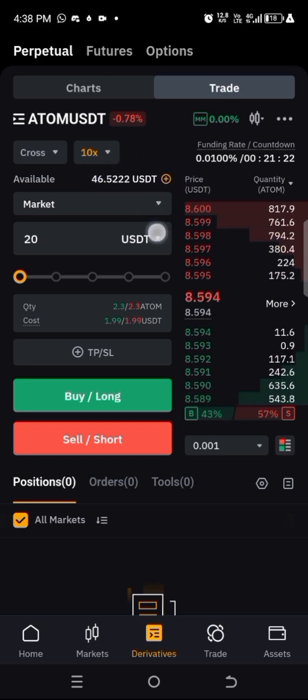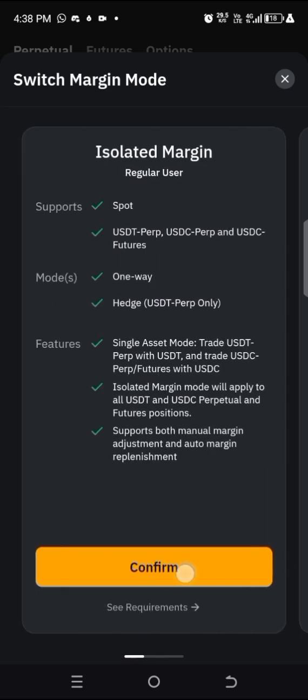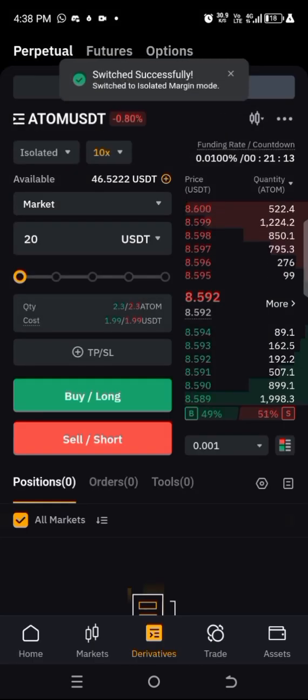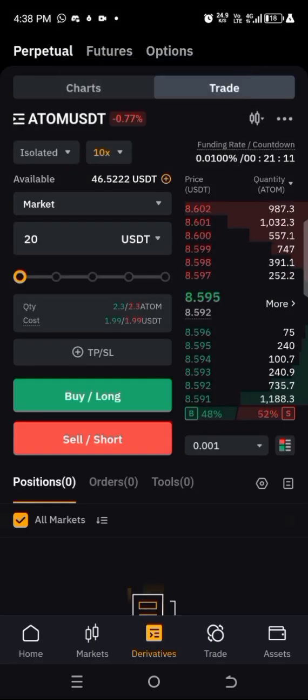So that's cross. So you make up your mind and decide the one you want to use. But personally, I like using isolated because most times I don't trade without a stop loss. So there's no need using cross. Let me still close up everything to avoid issues. You get?